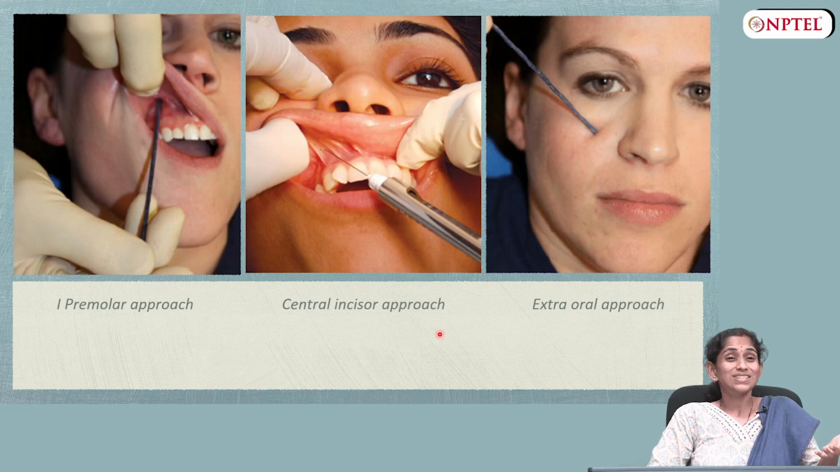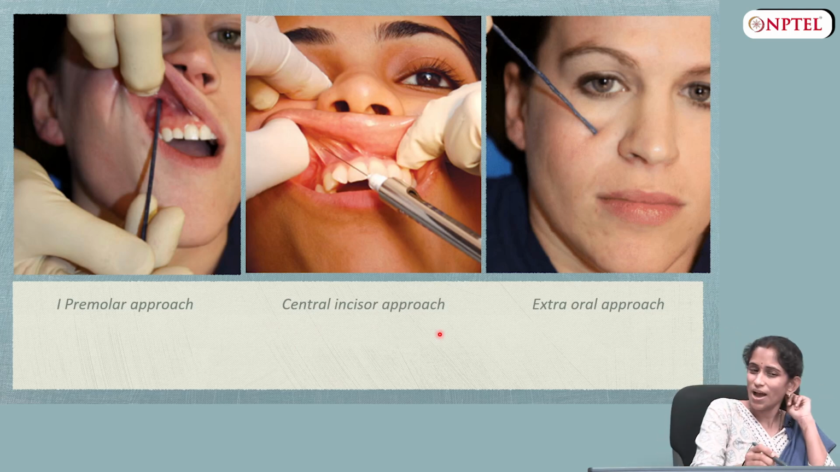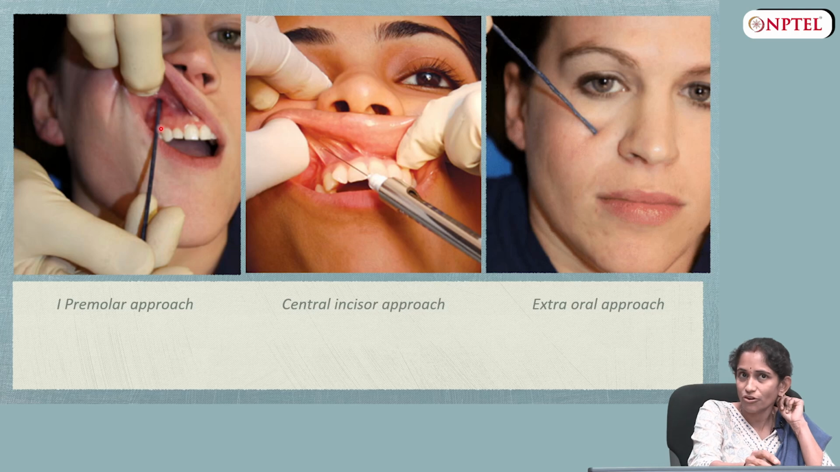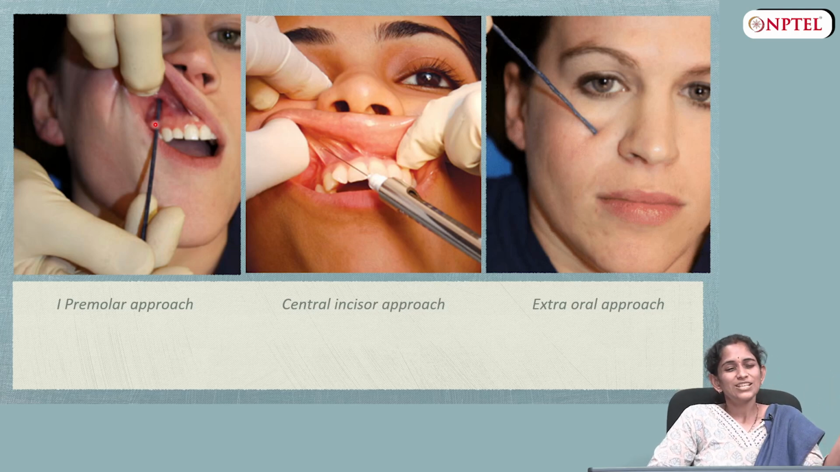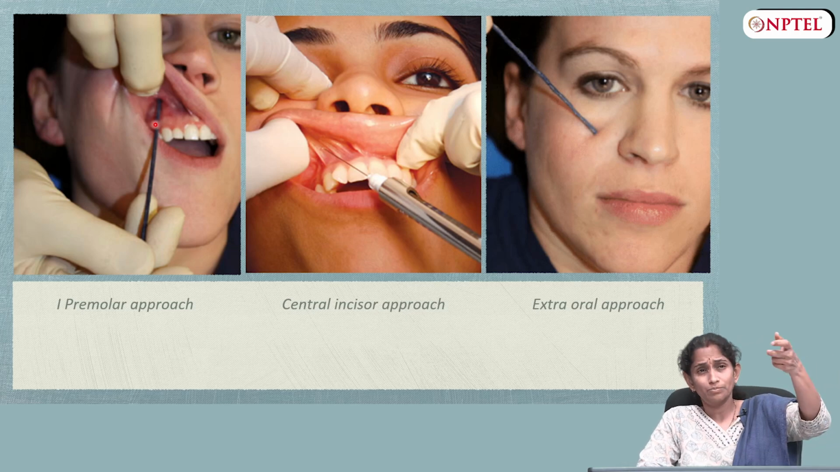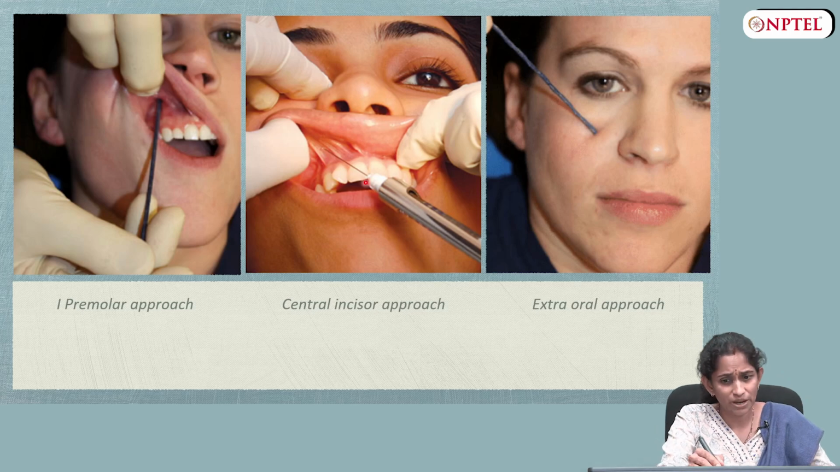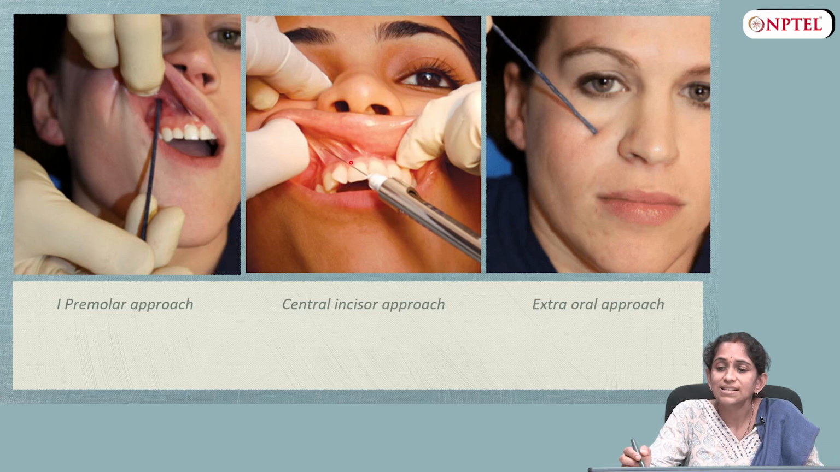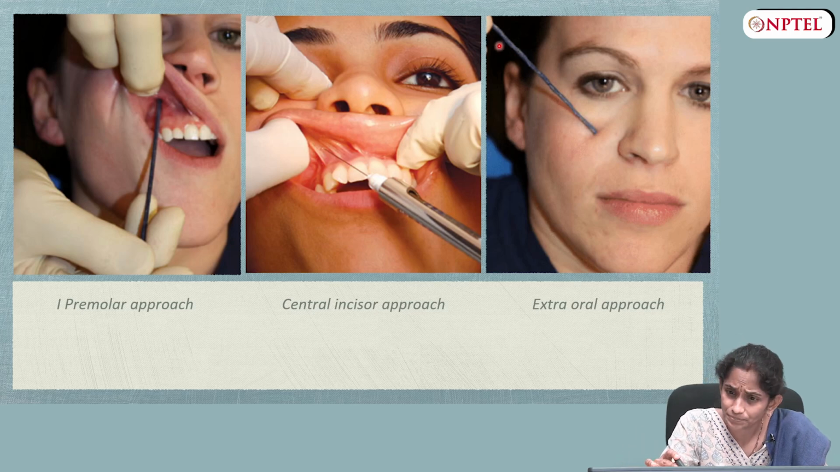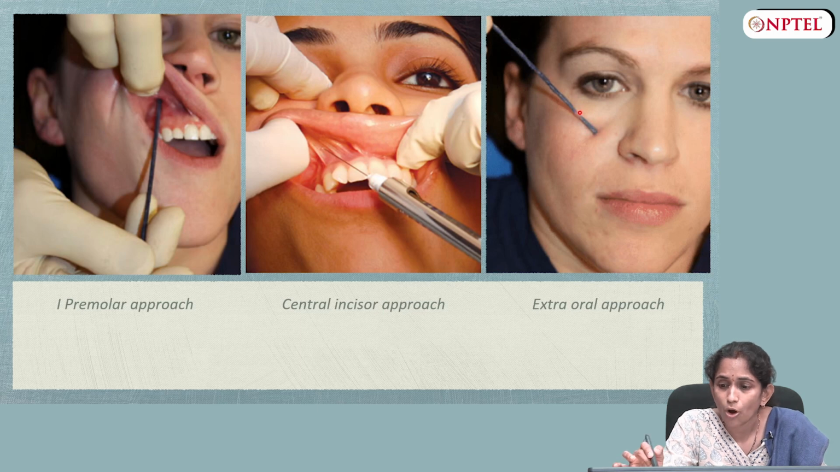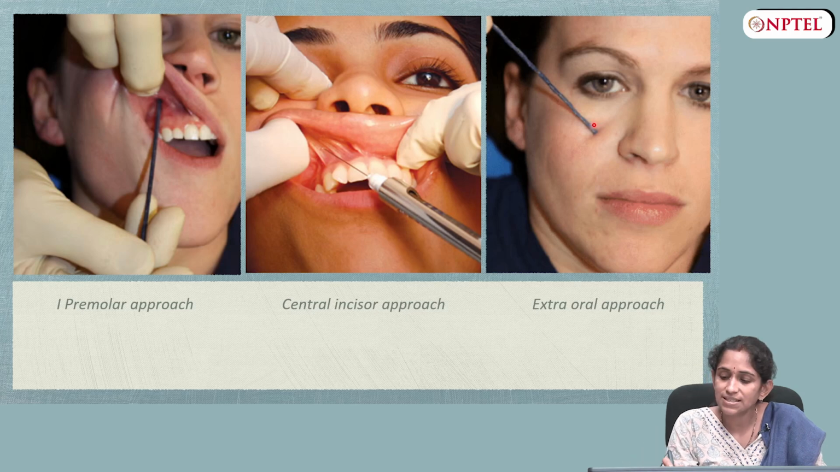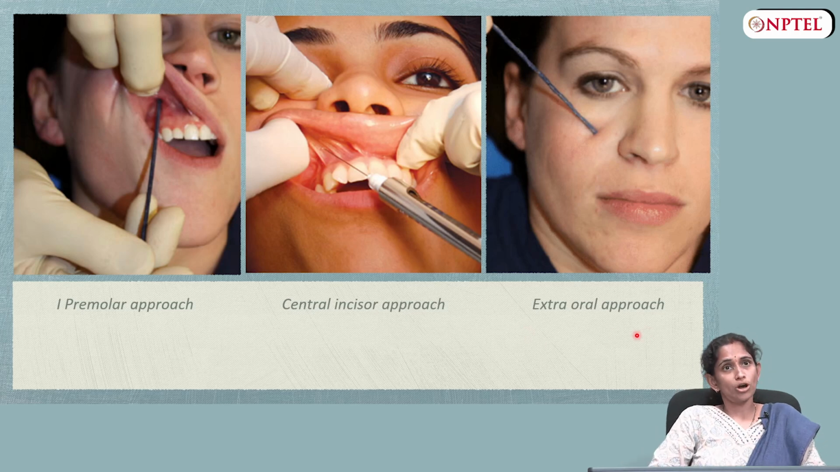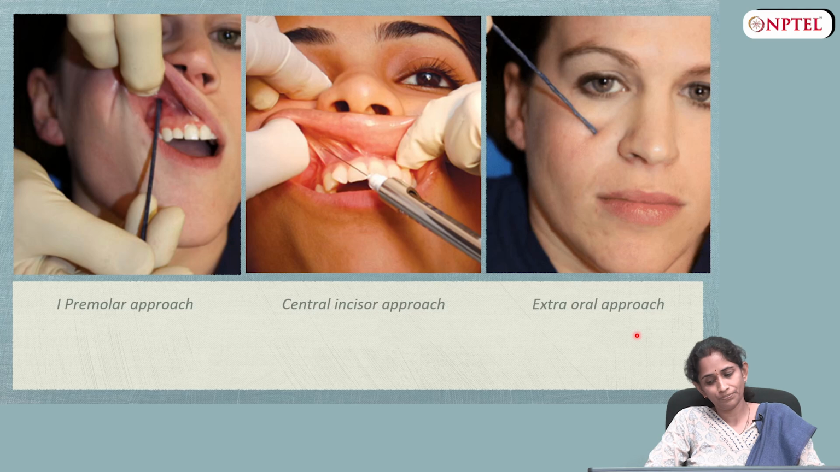Now, you would use a central incisor approach if you have an abscess that is present in the region of the premolar. That is when we cannot go into the abscess and then inject. That is when we would opt for a central incisor approach. The last one is the extraoral approach, wherein we identify the nerve and then block the nerve by percutaneous injection. This is the extraoral approach to block the infraorbital nerve.